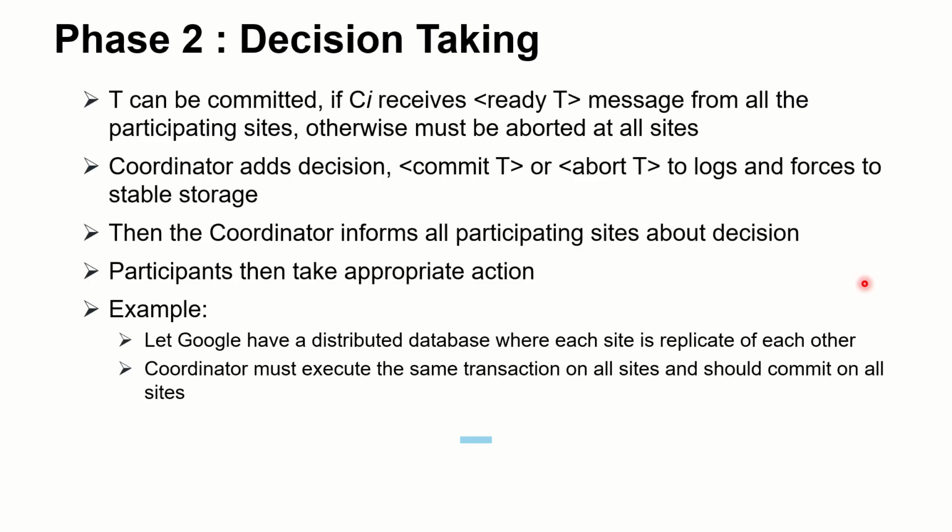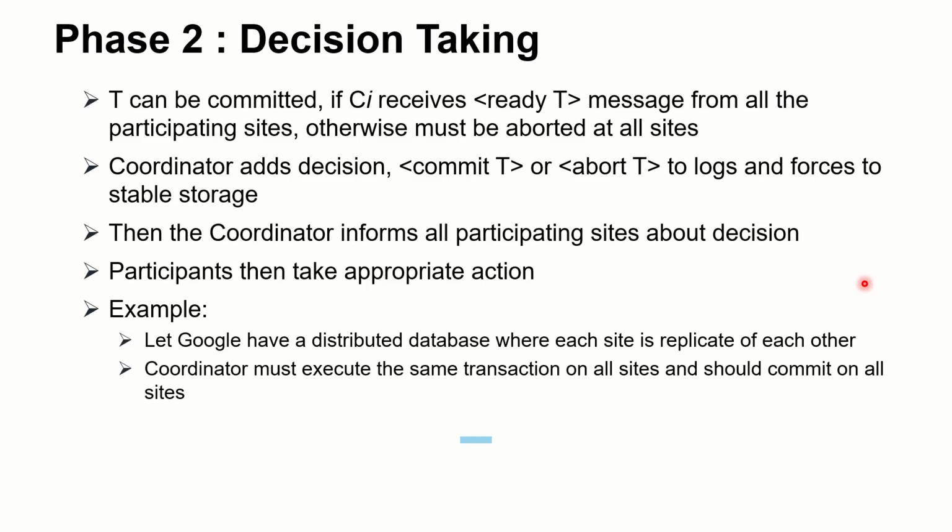Phase two is the decision-taking phase. T can be committed if the coordinator Ci receives a ready T message from all the participating sites. If the coordinator receives a ready T message from all the participating sites, then it can simply commit. If it is unable to receive a ready T message from any one of the sites, then T must be aborted at all sites.